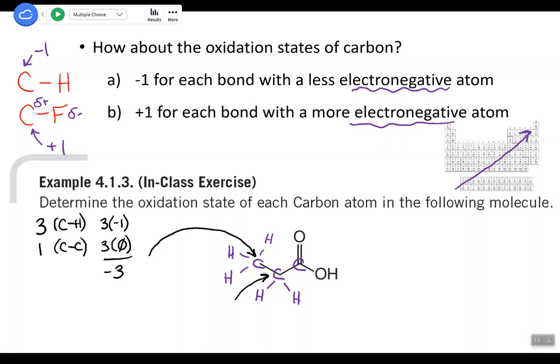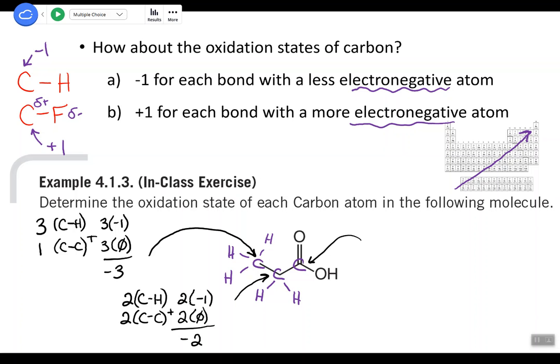Let's do this next carbon. Similar pattern. This time we have 2 carbon-hydrogen bonds. Hydrogen is less electronegative than carbon, so we get a -1 oxidation number for each of those bonds. Then we have 2 carbon-carbon bonds. Again, the same atom means that neither gets more electrons. That sums to 0. 2 times -1 plus 0 gives us -2.